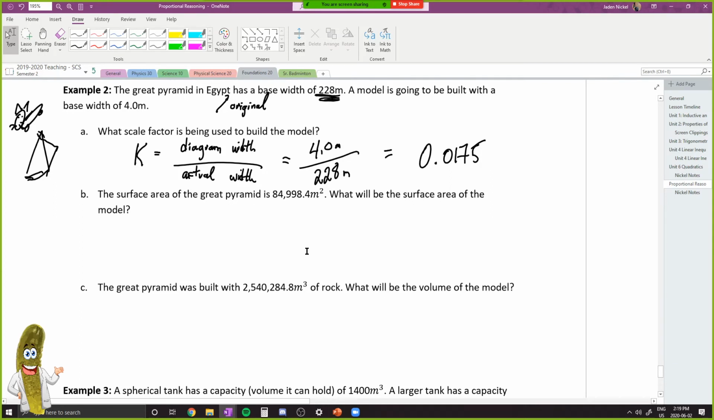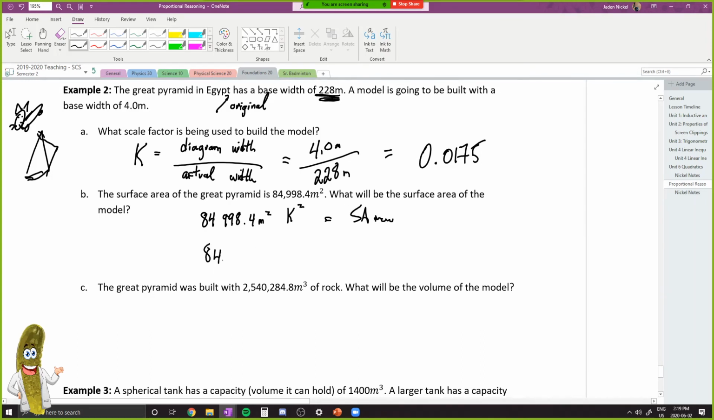The surface area of the Great Pyramid is 84,998.4 meters squared. What will the surface area of the model be? So what I'm going to do here is take this 84,998.4 meters squared. I'm going to multiply that by k squared, and then I'm going to get the surface area of the new object, or surface area of the model.